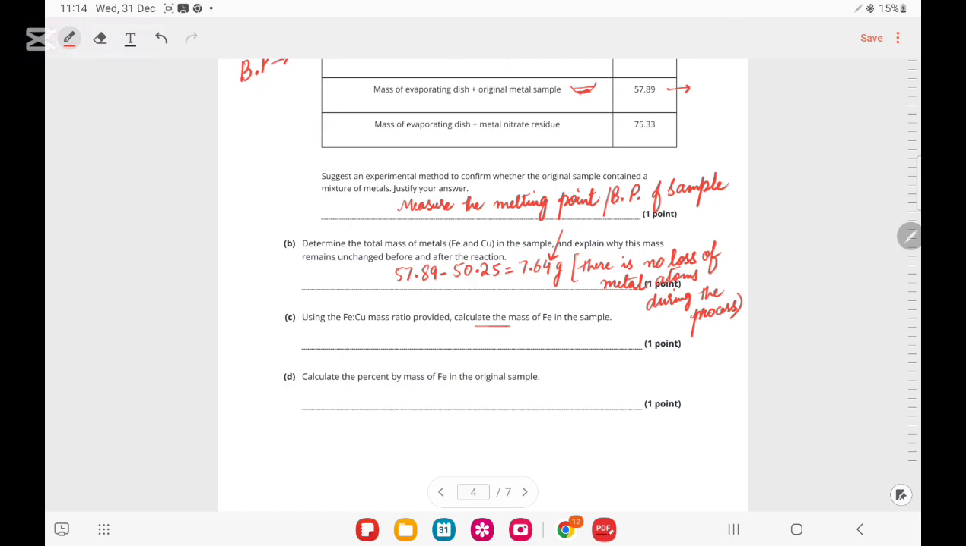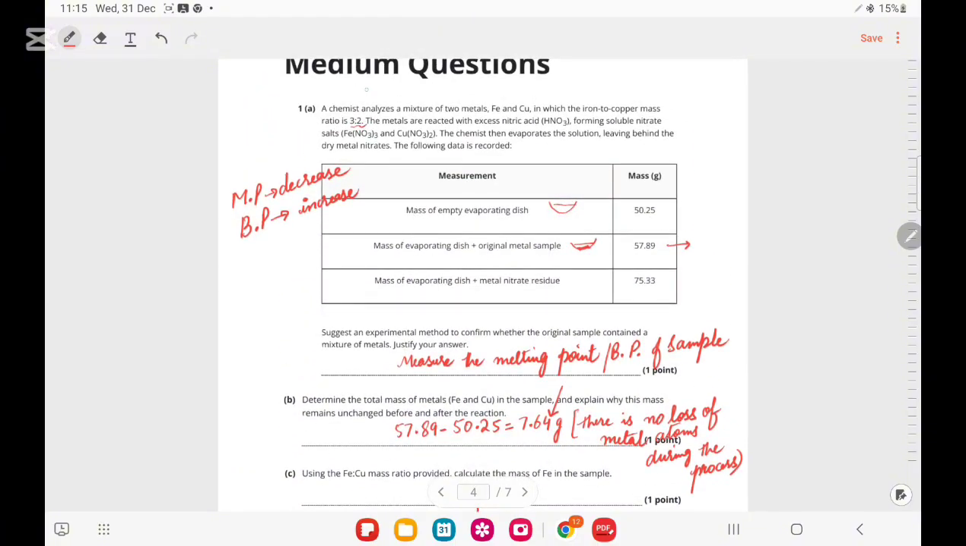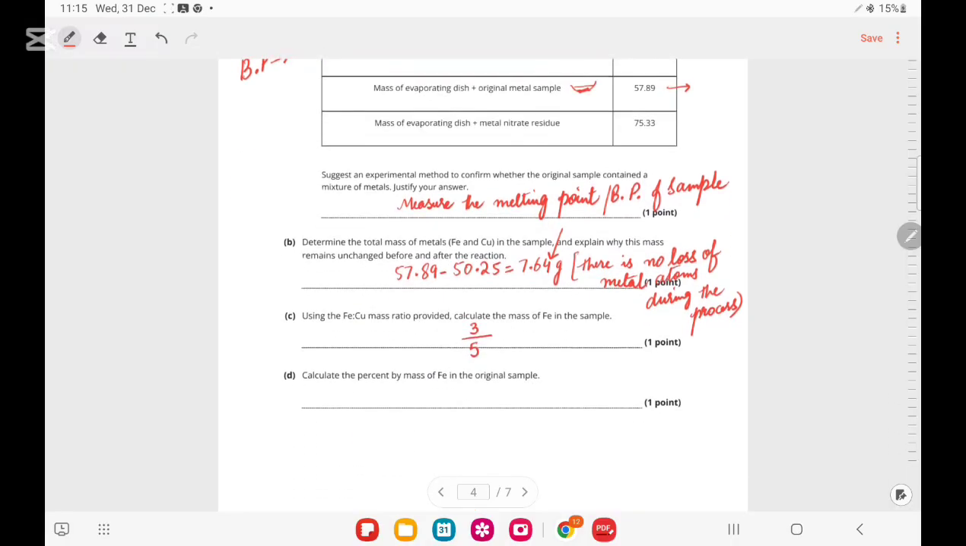you can say the ratio is 3 of iron and the total is going to be 5 because 3 plus 2 is 5. It's 3 plus 2 is the total, which is 5 here, and 3 is for iron, and 3 by 5 times 7.64, and your answer comes out to be 4.58 grams. Calculate the percent by mass of iron in the original sample.